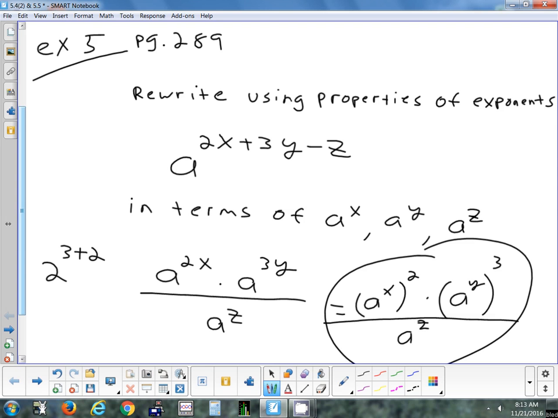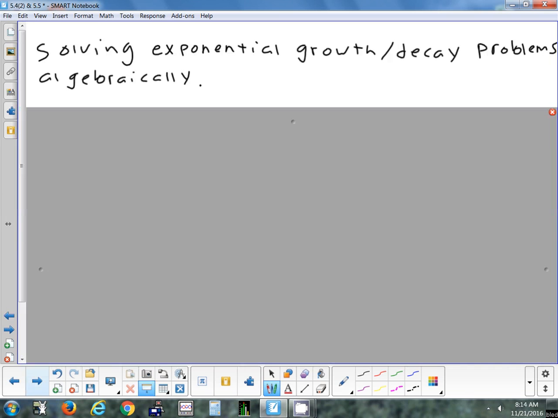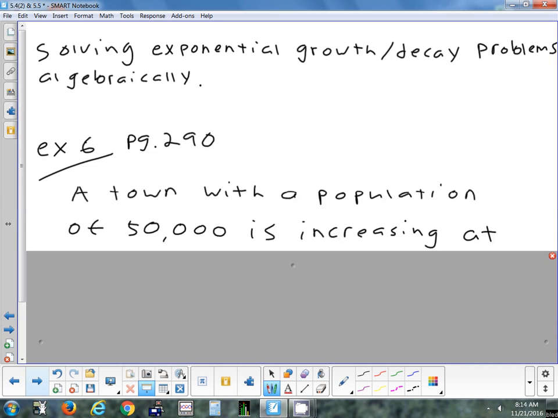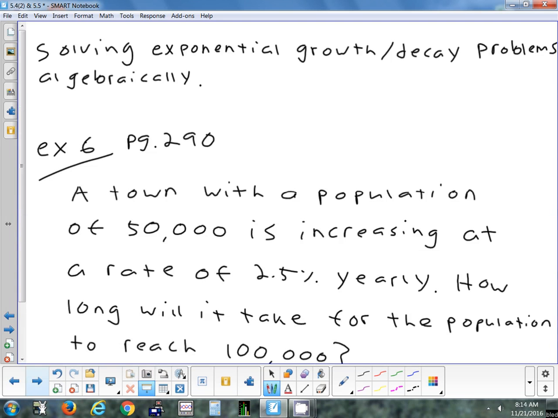All right, so that was really just practicing a little review of our rules for exponents. Okay, any questions on that? All right. So let's take a look at a problem we've already done. It has to do with a population of a town either growing at a certain percent or going down at a certain percent. But when we solved it before, we did it graphically. Now that we know a little bit about logarithms, we can solve it algebraically. So you already have this problem in your notes, probably from the last section.